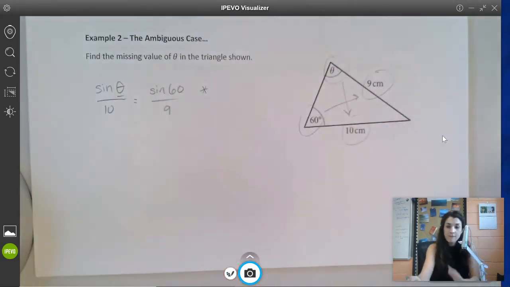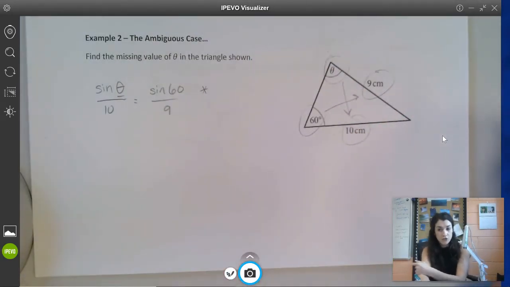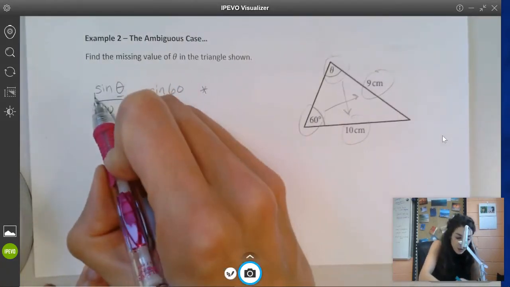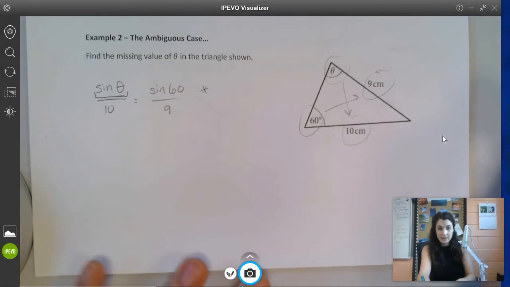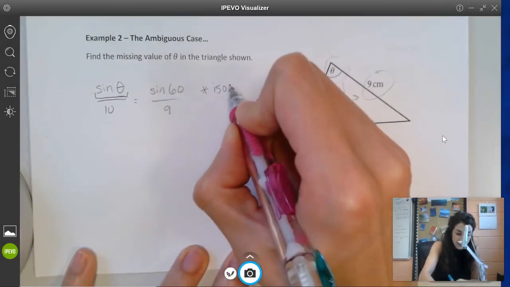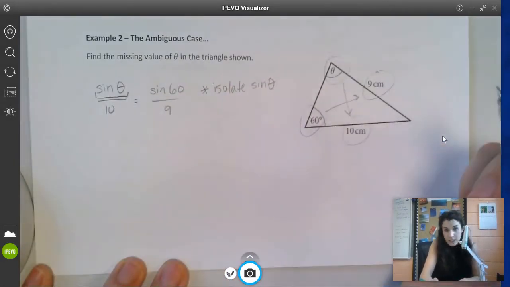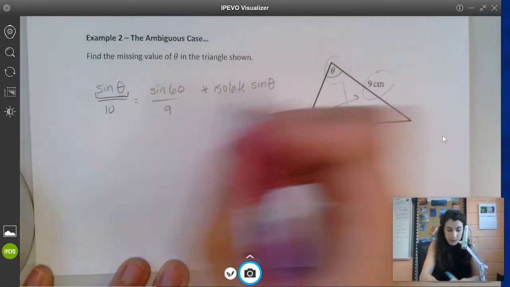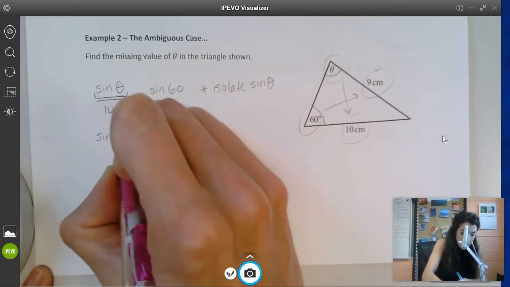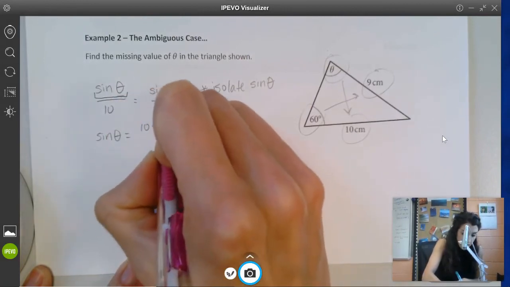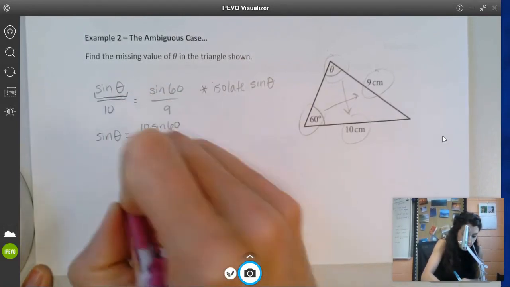So when you're solving for an angle, you need to use inverse trig. Before you can use inverse trig, you need to get that trig function by itself. So isolate sine of theta, which in this case is pretty straightforward. I just multiply both sides by 10. Sine of theta equals 10 times sine of 60 divided by 9.